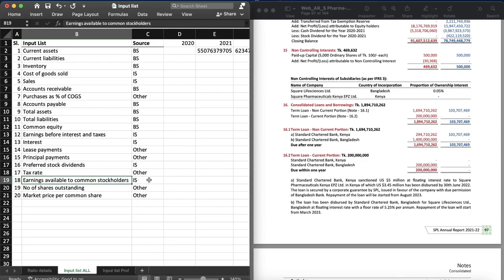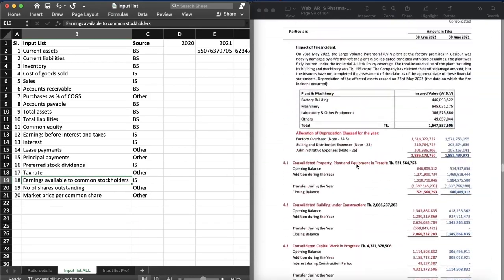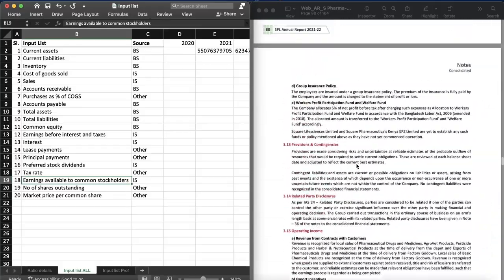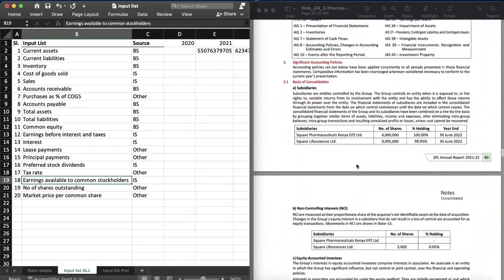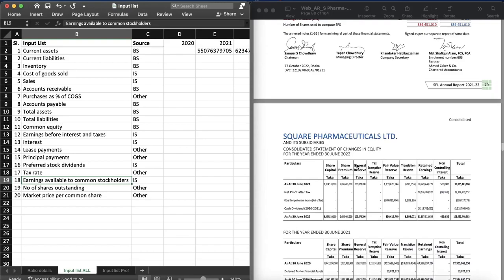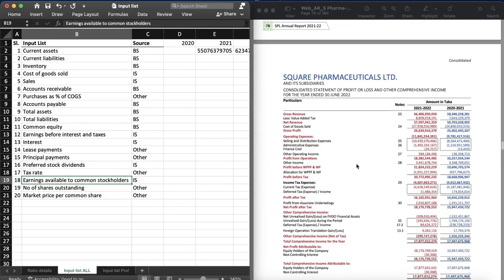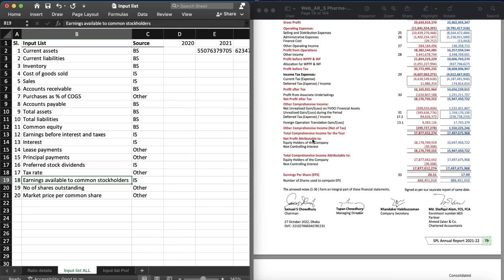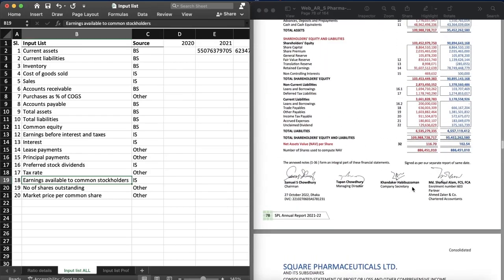Earning available to common stockholder is basically the net income. Normally we call it net income after paying the preferred dividend, if the company has any preferred stock. Because they do not have any preferred stockholder, we can take the profit after tax as the earning available to common stockholder. The number of shares outstanding is available either in the balance sheet or in the notes to the balance sheet.